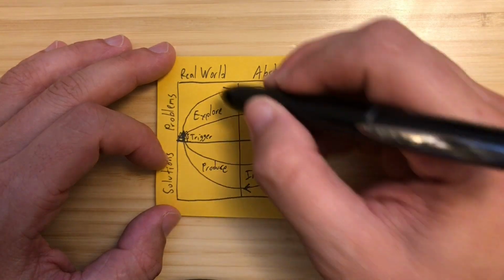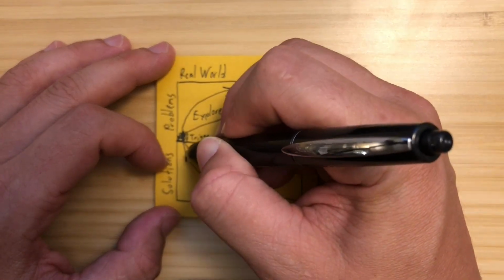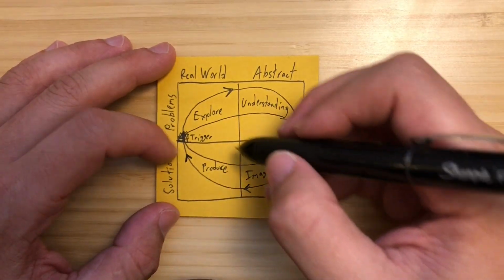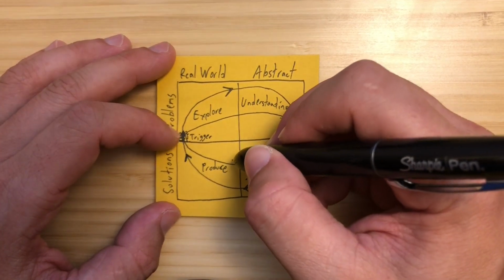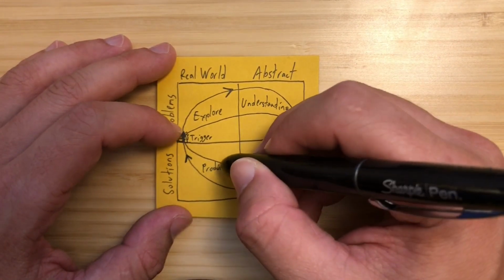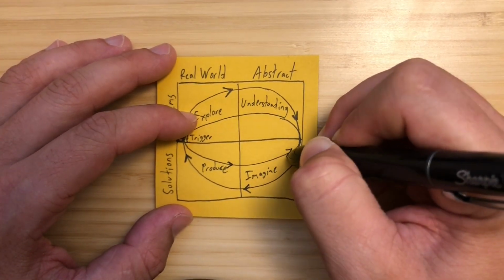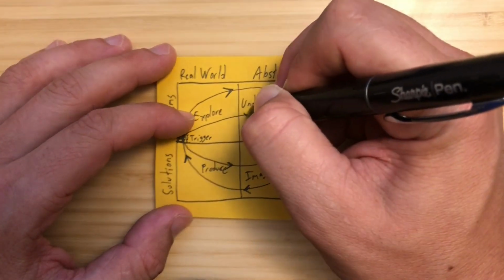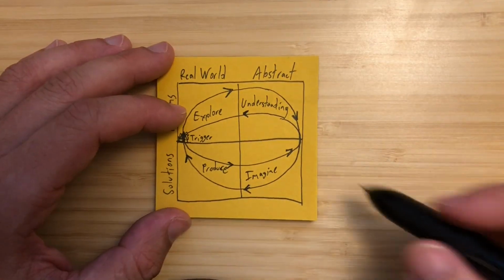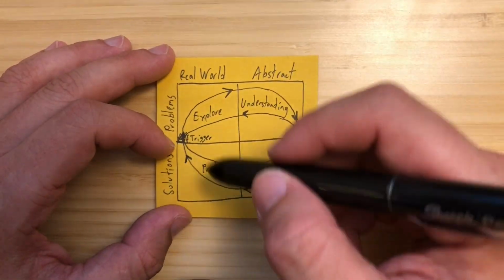Now, as you saw, all these arrows kind of go forward, but it doesn't always have to be that way, right? You can produce something and then say, aha, I learned something new from this. Now I need to go back and explore. Or maybe it inspires an idea. Or maybe I learned something new. So you can always kind of go forwards and backwards in this model.